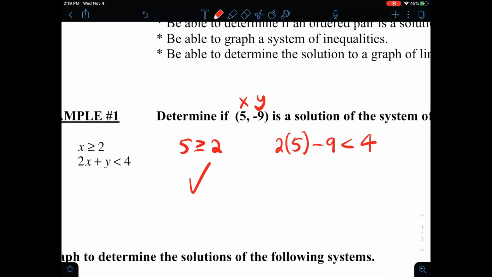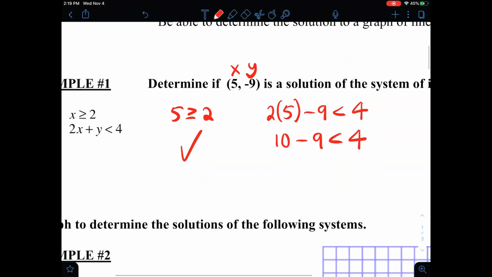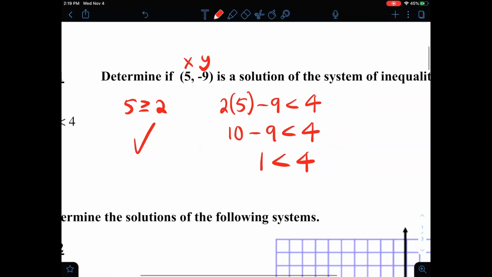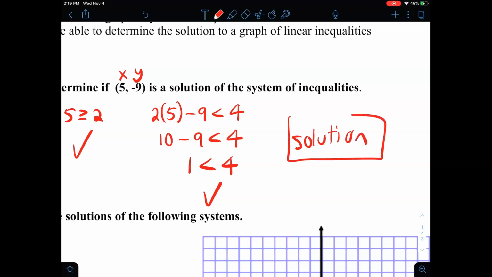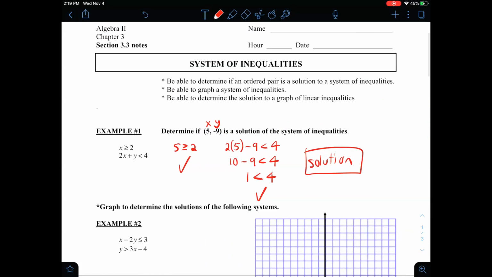All right, let's simplify this now. 2 times 5 is 10. Minus 9 is less than 4. What's 10 minus 9? It is 1. Is 1 less than 4 or not? It is. This is going to be a solution because it satisfies both inequalities. That's an easy one to start with. It's going to get harder from here.